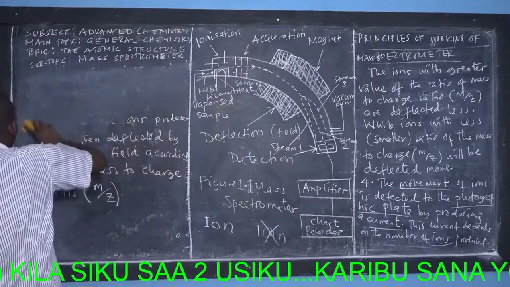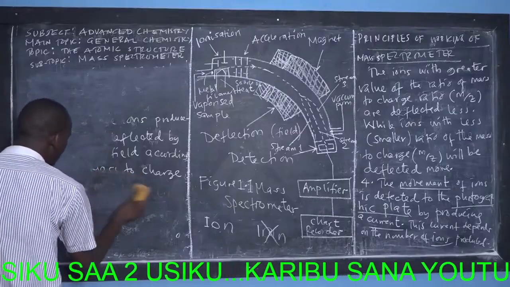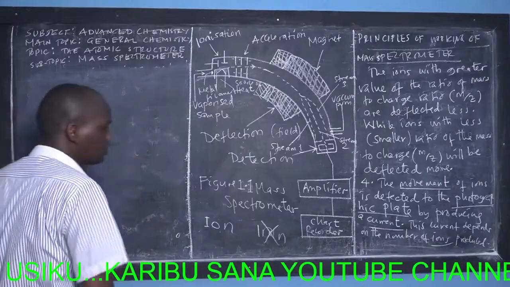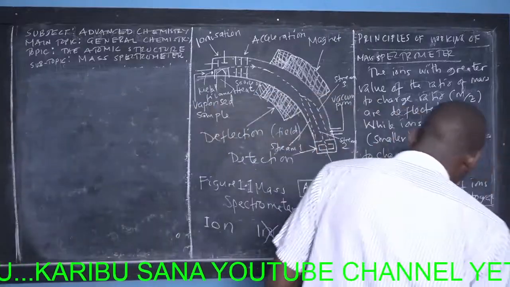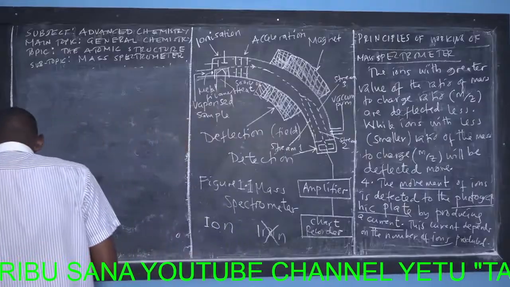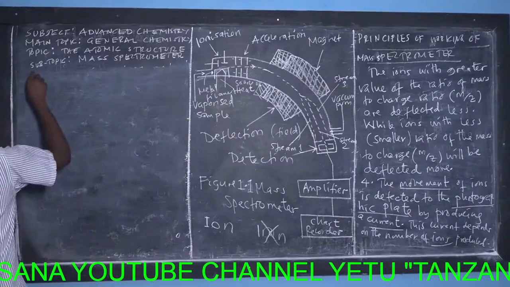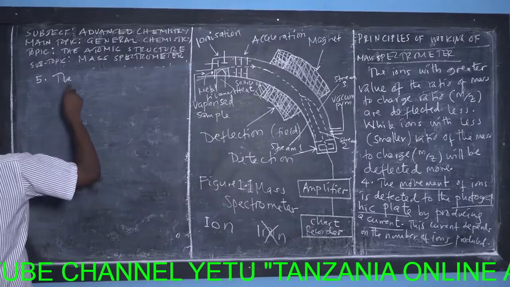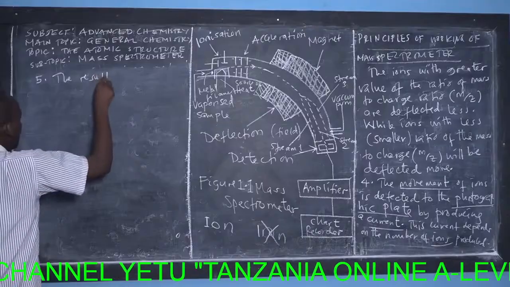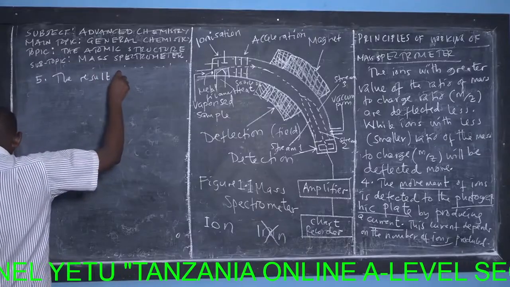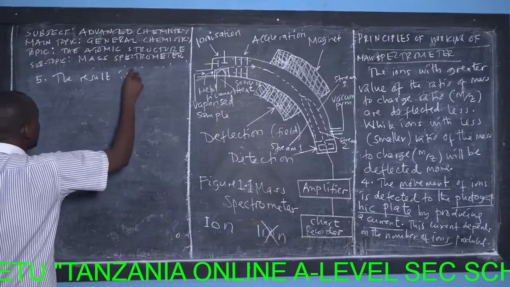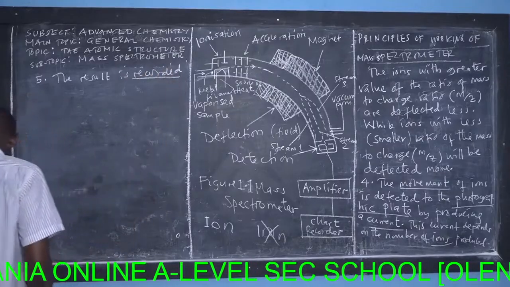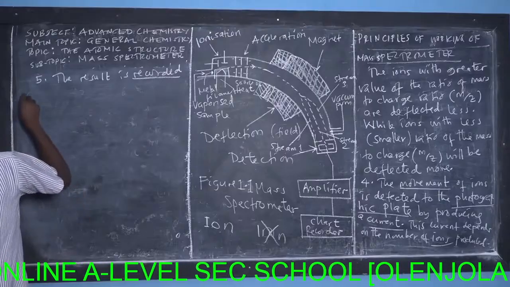The fifth principle of working of the mass spectrometer, and then we generalize and see the applications. Remember, the concept of mass spectrometer is broad in chemistry. You can study it in different books. The result is recorded. Now we are discussing the results. The result is recorded in the recording chamber in a graphical manner.